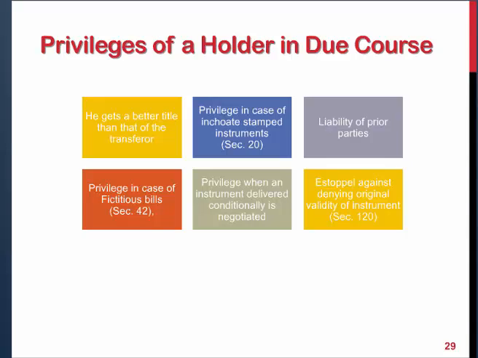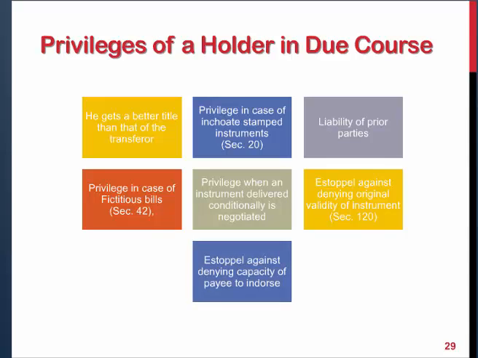Estoppel against denying original validity of instruments. Section 120. The plea of original invalidity of the instrument cannot be put forth against the holder in due course by the drawer of a bill of exchange or cheque, or by the maker of a promissory note, or by an acceptor of a bill of exchange for the honor of the drawer. However, the aforesaid parties are not precluded from challenging the validity of the instrument on the ground that at the time of making the instrument he was a minor, or his signature had been forged, or the instrument is otherwise void ab initio. For example, where the promissory note is made payable to bearer, it is void and illegal as per the Reserve Bank of India Act.